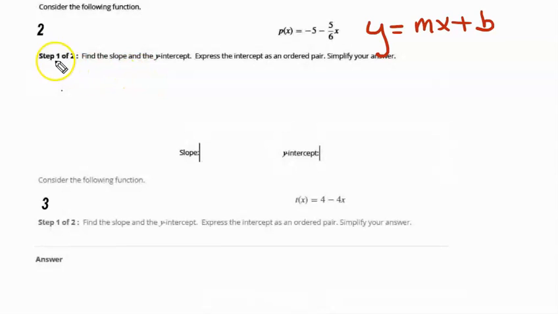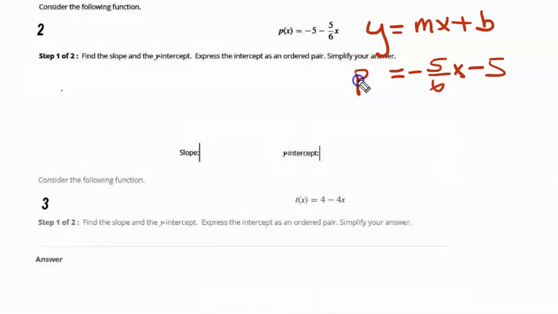Now in example 2, this is a two-step problem. They want you to find the slope and the y-intercept when it's in this function form. Again, it's best to put it in slope-intercept form. So what is our x value here? -5/6 is our slope then. And our y-intercept is -5.